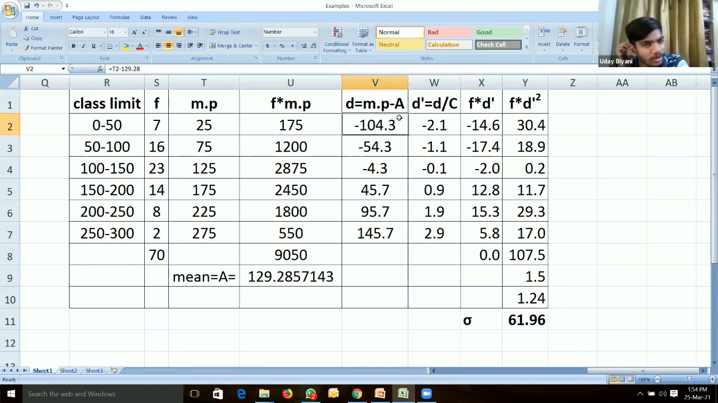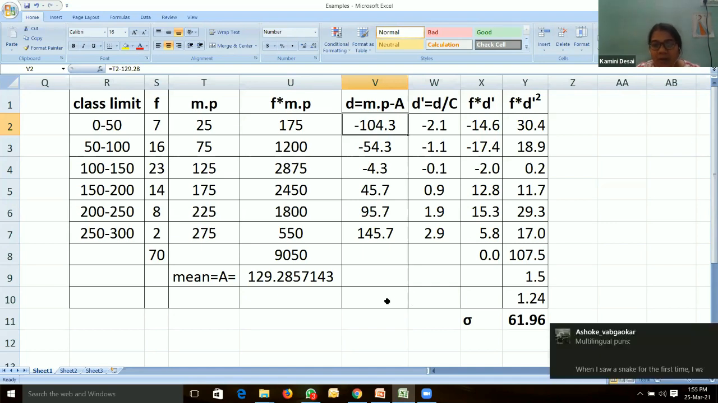Ma'am, what is this mean of? Which one? This 129.28. We have to find out the mean, right? For our class limit and frequency, how to calculate the mean then? Summation f into x midpoint and divided by summation f, which means n.